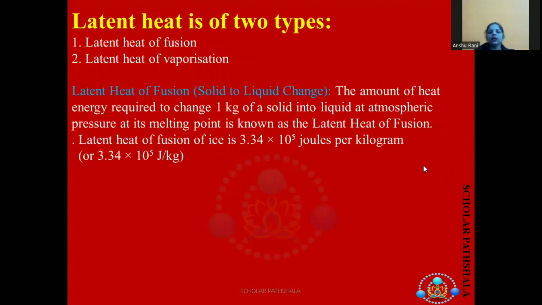Then we have latent heat of fusion. Latent heat of fusion is the amount of heat that is required to change 1 kg of solid into liquid at atmospheric pressure. It is called latent heat of fusion. Meaning you have 1 kg of ice and you have to change it into liquid water. The amount of heat which is used to convert ice at 0 degrees Celsius into water at 0 degrees Celsius, the heat that has to be given, that is called latent heat of fusion.